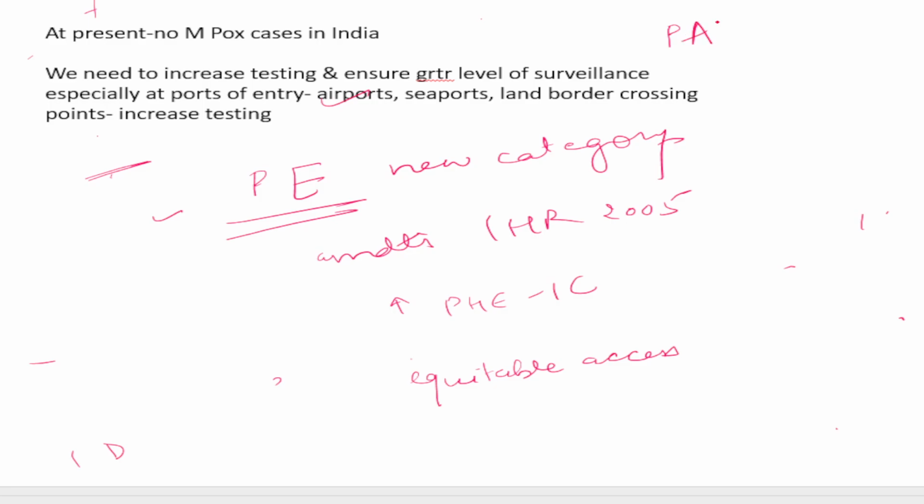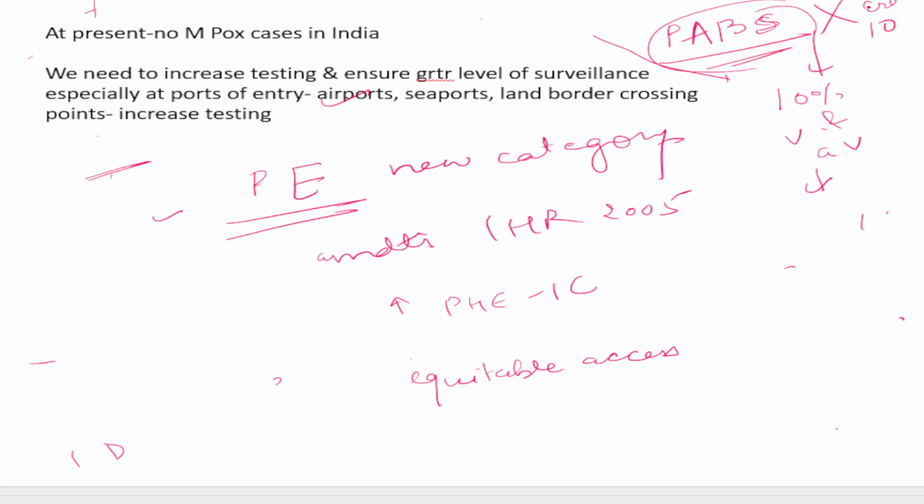Now, agreement regarding PABS, that is pathogen access and benefit sharing, could not be reached. And what did this PABS say? It said that 10% of the vaccines and antivirals need to be shared with WHO at affordable prices during the pandemic. This PABS provision was included in Article 10 of the draft pandemic treaty. In the draft pandemic treaty, Article 10 said that there is an obligation on the countries to supply 10% of the vaccines and antivirals at affordable rates to WHO.